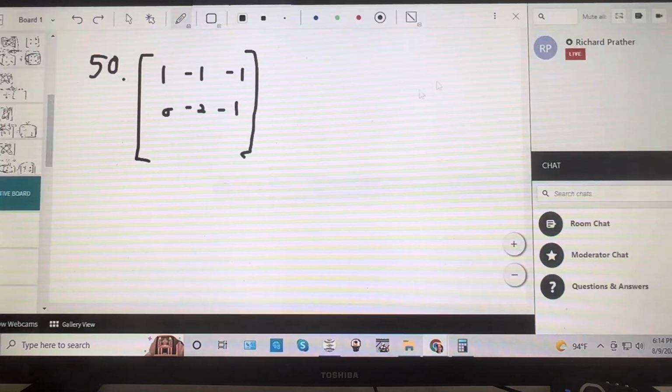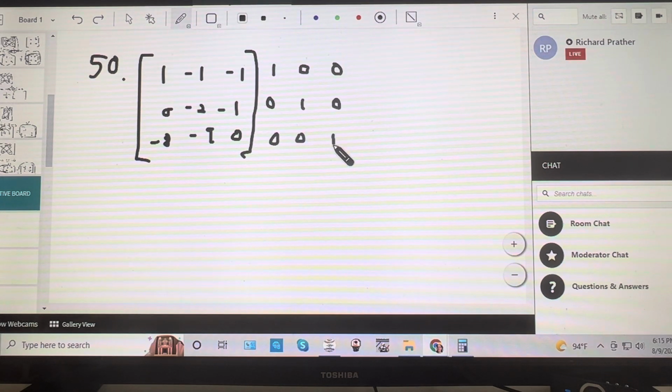Negative 8, negative 9, and 0. And now you're going to see why we did problems 29 and 30. So over here on the right of the matrix, you write the identity version: 1, 0, 0, 0, 1, 0, 0, 0, 1. The goal here is to turn the original matrix into this. And while you're doing it, this stuff will change.